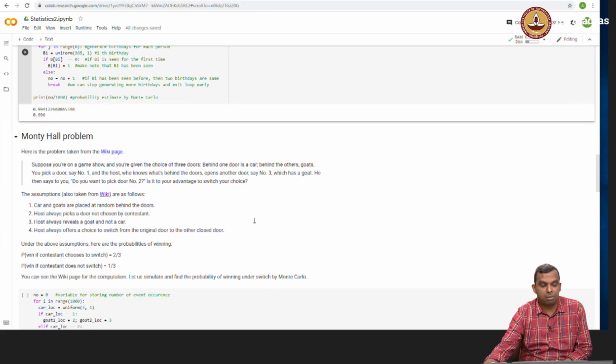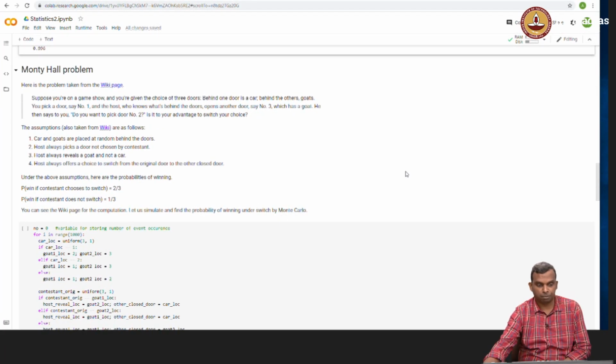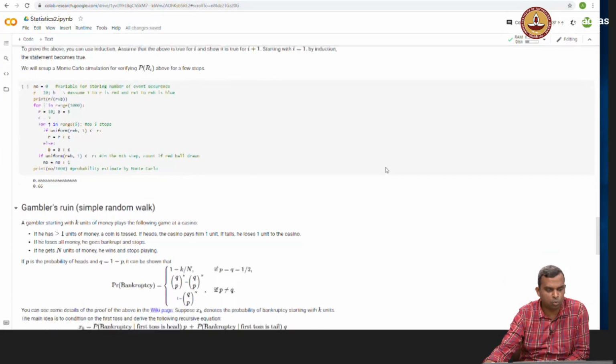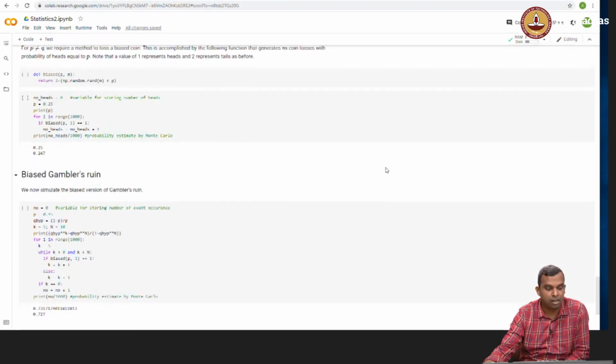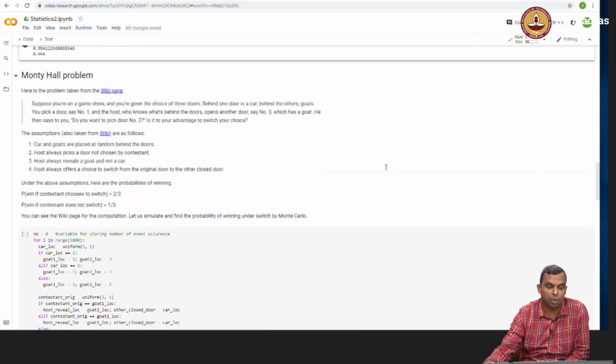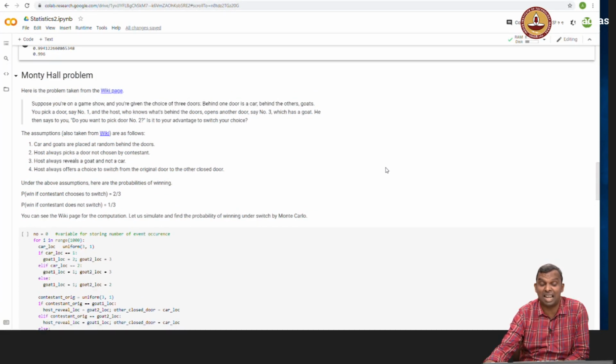And the next problem is something called the Monty Hall problem. So let's look at that next. I have 3 or 4 more problems. I probably won't spend too much time on everything. I'll let you read it up on your own. But this Monty Hall problem is very, very classic.